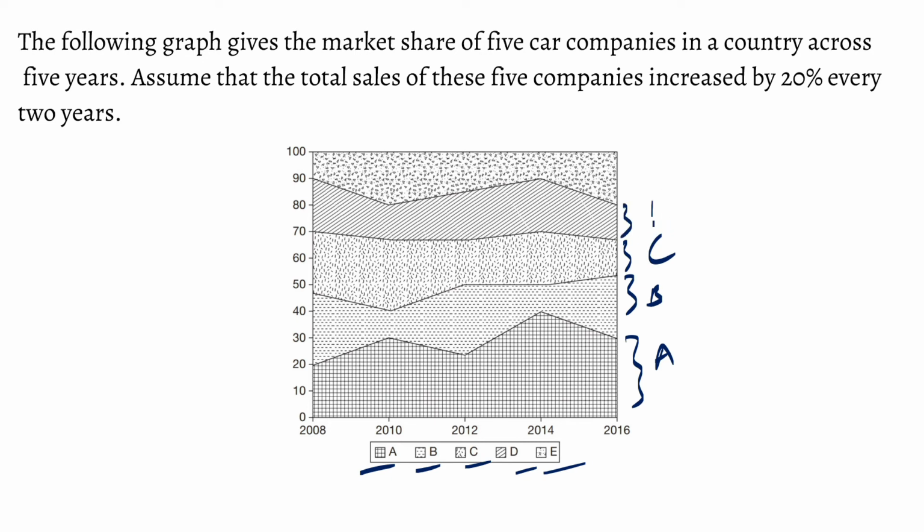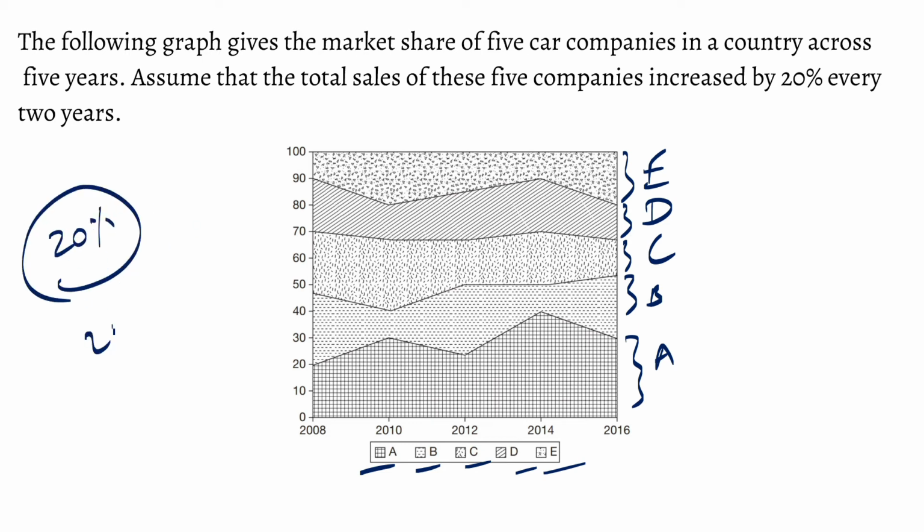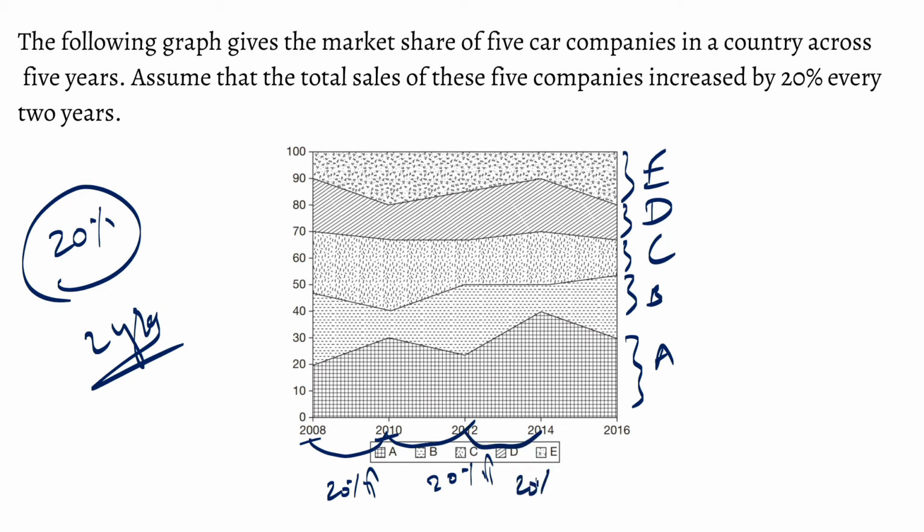And this represents company D, and this one E. Hope you understood. The condition is that the total sales of these 5 companies increased by 20% for every 2 years. So what does this mean? This is for the first year, second year, so 20% increase. Now from 2010 to 2012, one more 20% increase from the previous year. From 2012 to 2014, one more 20% increase. And from 2014 to 2016, again a 20% increase.